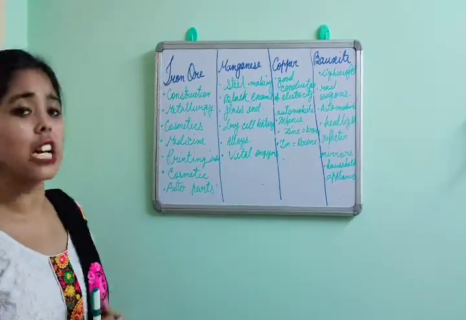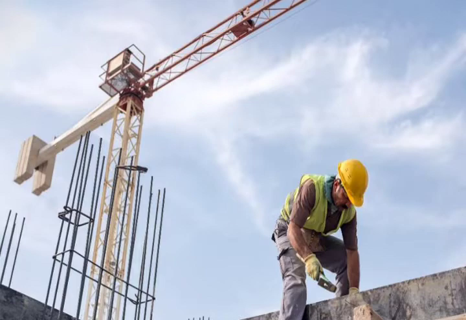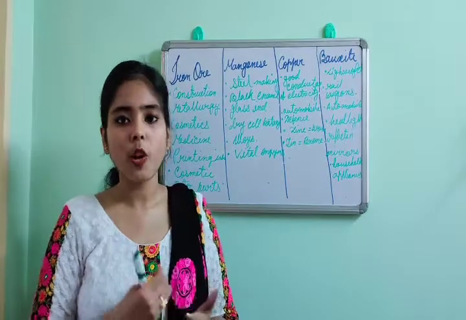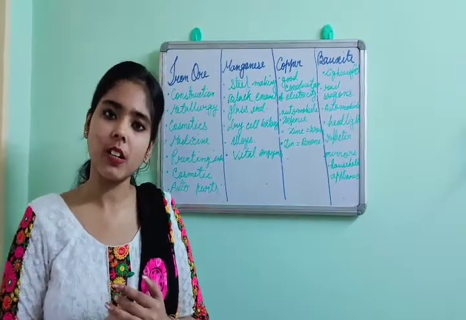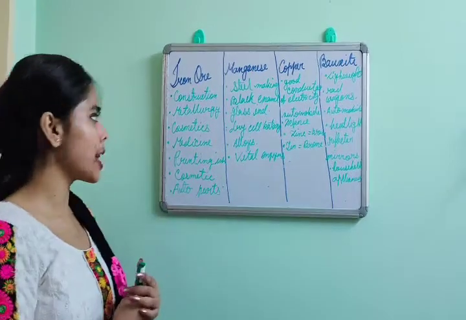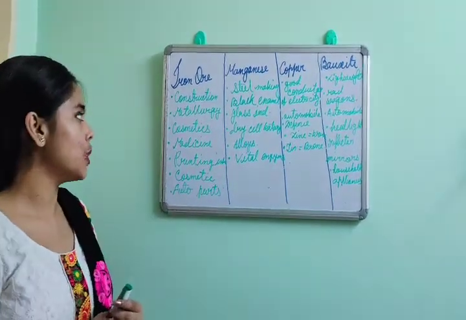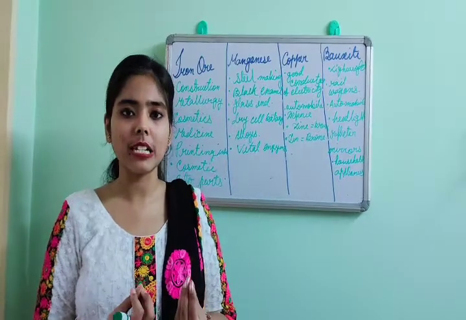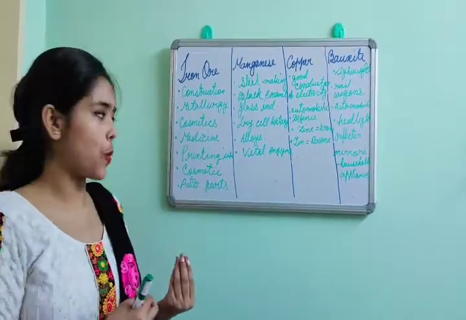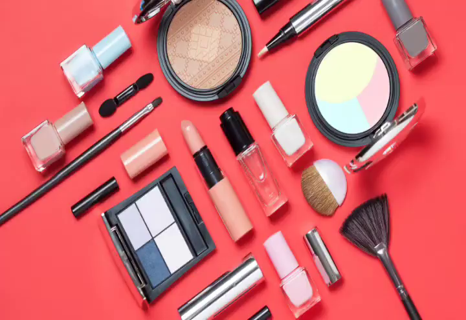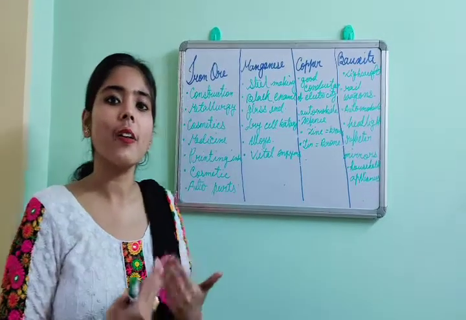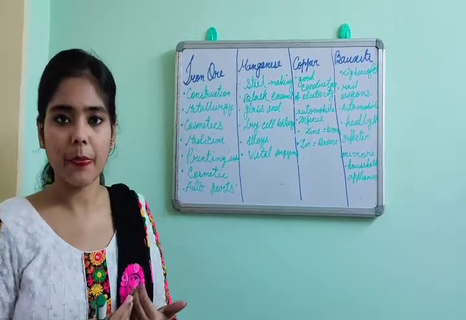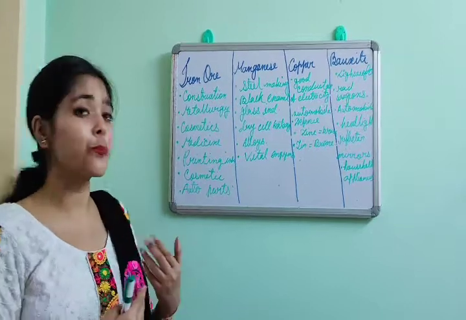Number one, construction. Without iron ore, it's not possible to construct any building or anything. Number two, metallurgy. To prepare or form some metals, this iron ore is important. Number three, cosmetics. In various types of cosmetics, like lipstick and eyeshadow, there is iron ore present. And the name of this iron ore is blue iron ore.